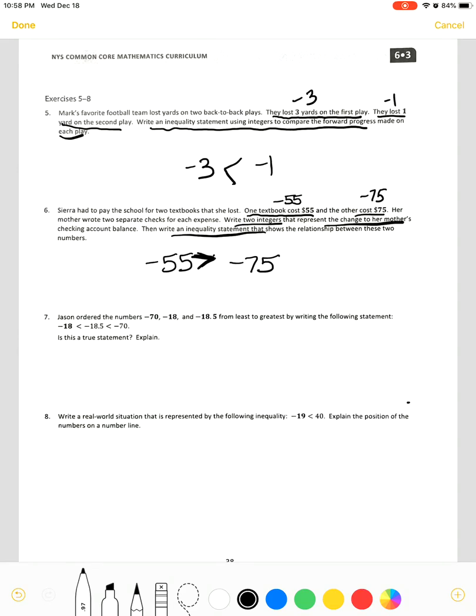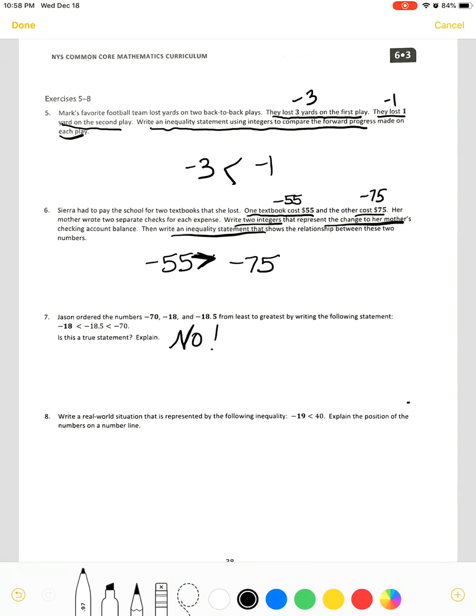Okay? All right, Jason ordered the numbers negative 70, negative 18, and negative 18 and 5/10 from least to greatest by writing the following statement. Negative 18 is less than negative 18.5, which is less than negative 70. Well, is that true? What do you guys think? No, it is not true.